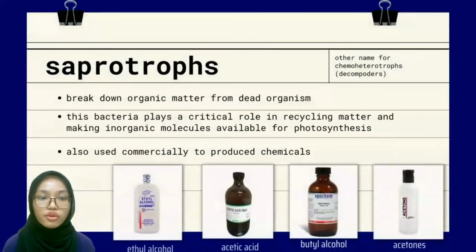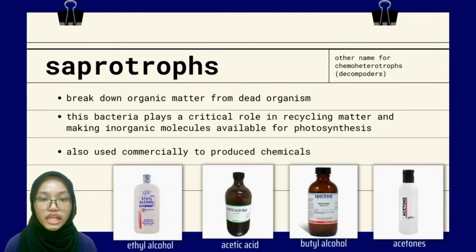Saprotroph is another name for chemoheterotrophs. This kind of bacteria will break down organic matter from dead organisms. Saprotrophs are organisms that cannot make their own food, so they obtain nutrition from dead and decaying organisms. They play a critical role in recycling matter and making inorganic molecules available for photosynthesis.